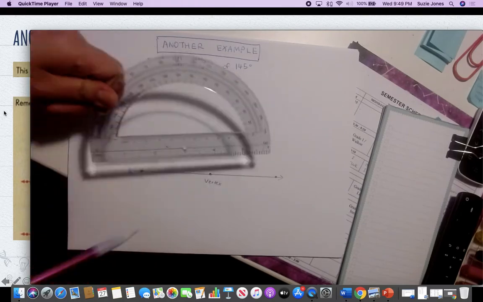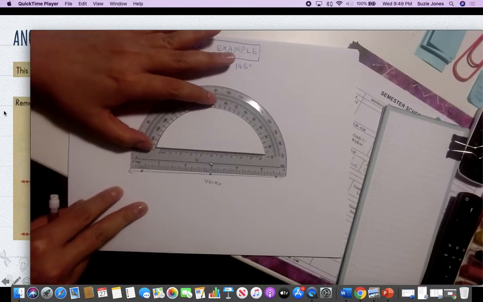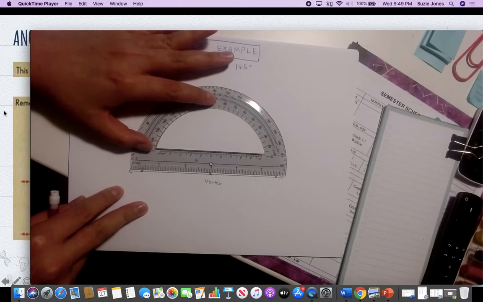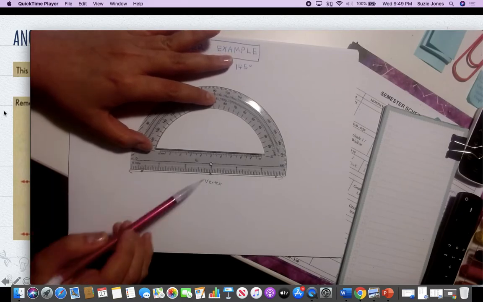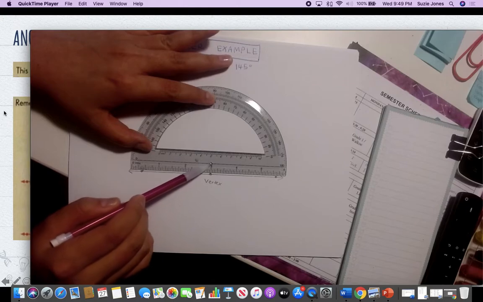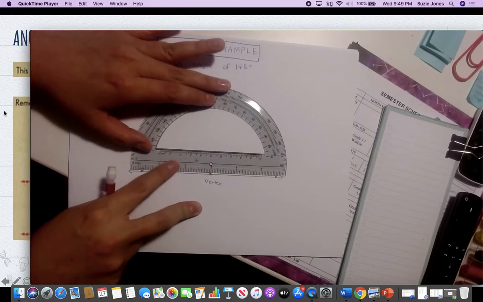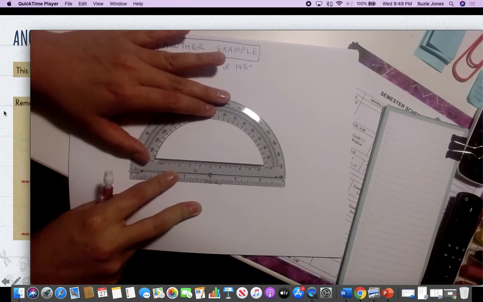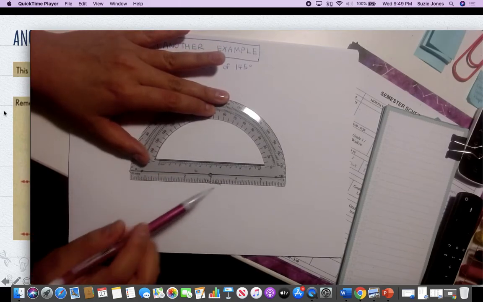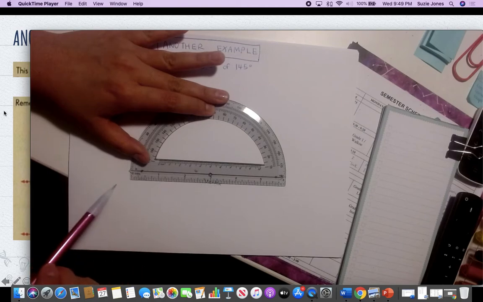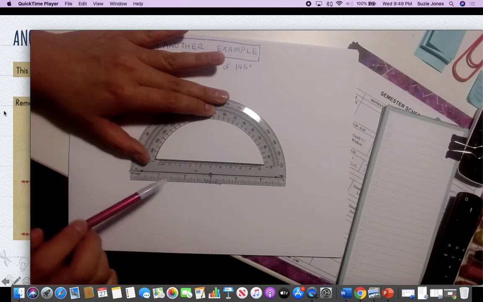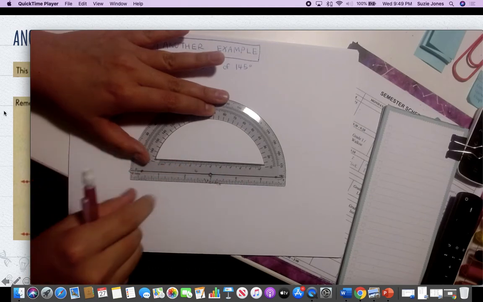So is this the right way to put my protractor, like this? No, because my vertex has to be in the center of my protractor. So I have to make sure I put it in there. And the baseline of my protractor has to match the line that I drew. Okay, so you can see how it goes over that line perfectly.